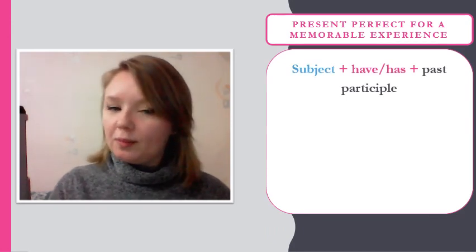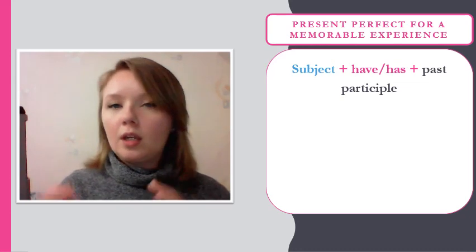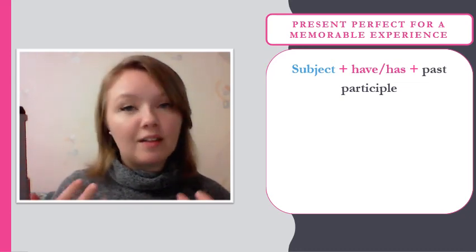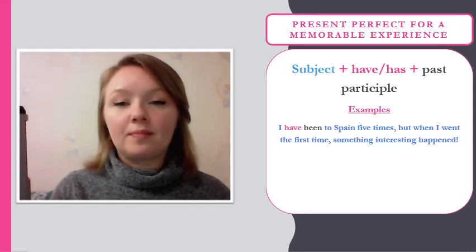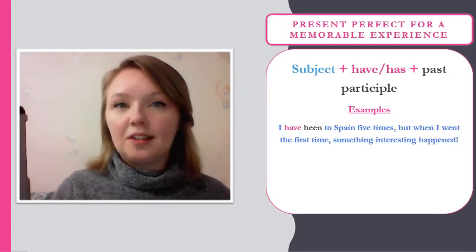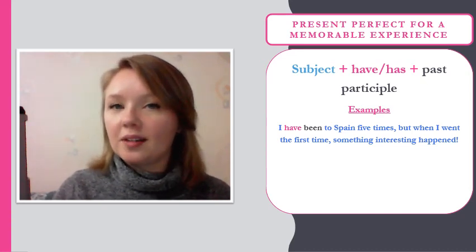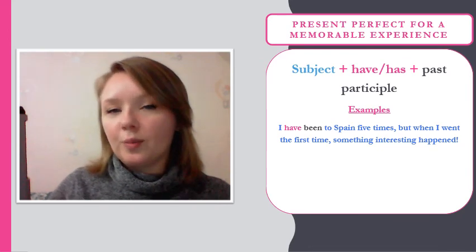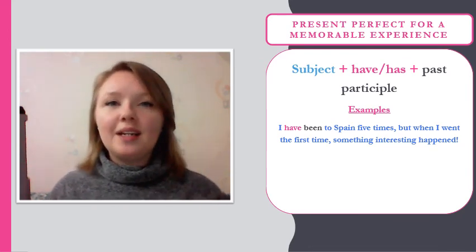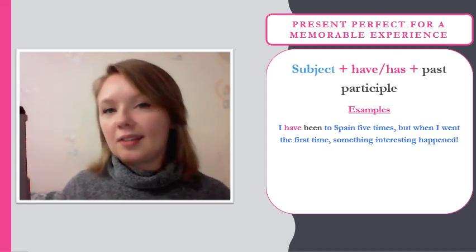So, of course, we have subject, have or has, and our past participle. Here we're just going to be using I have. And let's look at some examples. I have been to Spain 5 times, but when I went the first time, something interesting happened. So here, giving some background information. I have been there many times, but the first time was a memorable experience. Something happened.